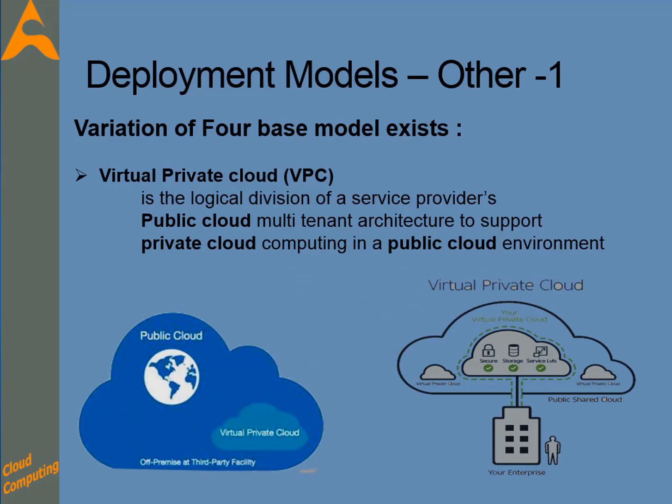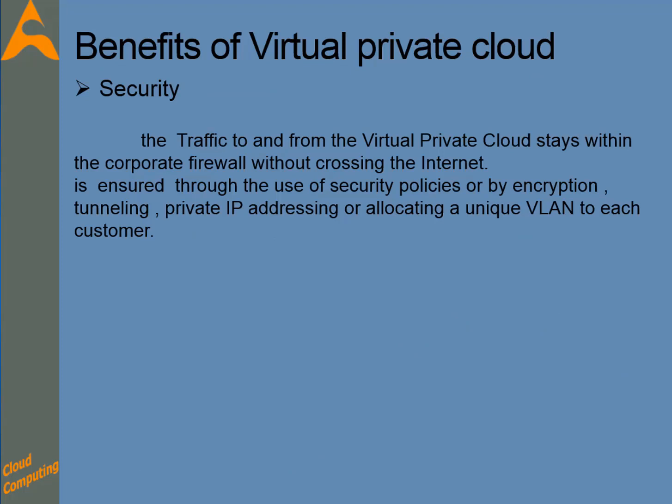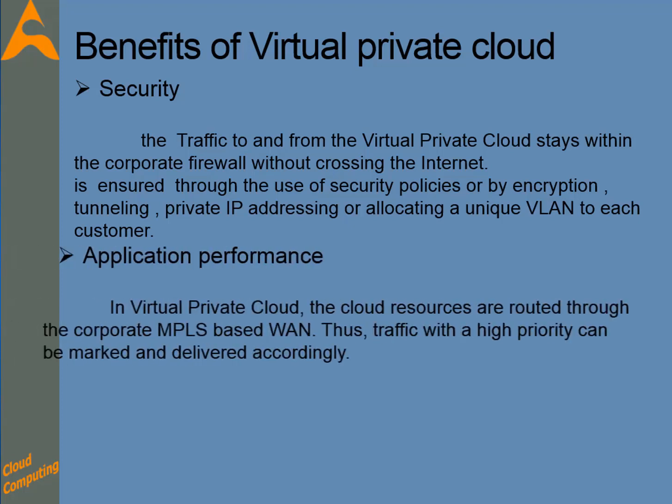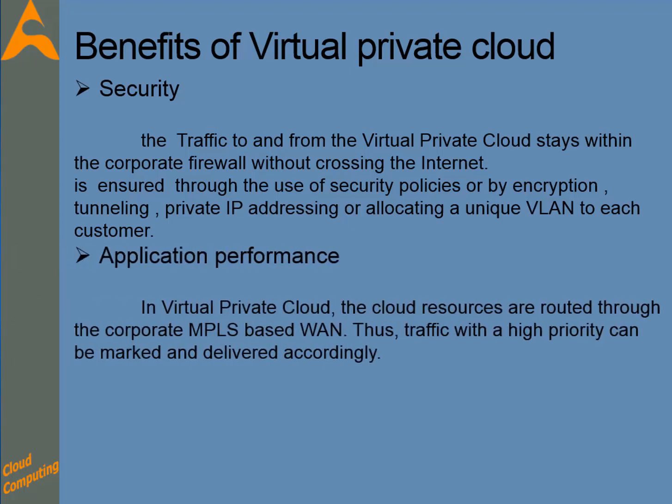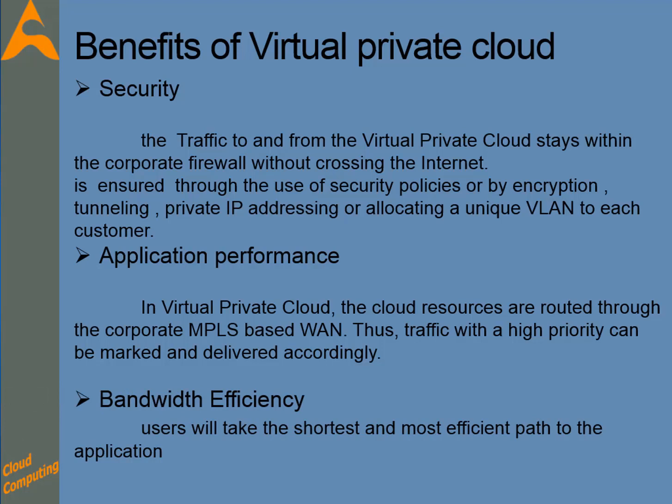Benefits of virtual private cloud. Security. The traffic to and from the virtual private cloud stays within the corporate firewall without crossing the internet. This is ensured through the use of security policies or by encryption, tunneling, private IP addressing or allocating a unique VLAN to each customer. Application performance. In virtual private cloud, the cloud resources are routed through the corporate MPLS-based WAN. Thus, traffic with a high priority can be marked and delivered accordingly. Bandwidth efficiency. Users will take the shortest and most efficient path to the application.